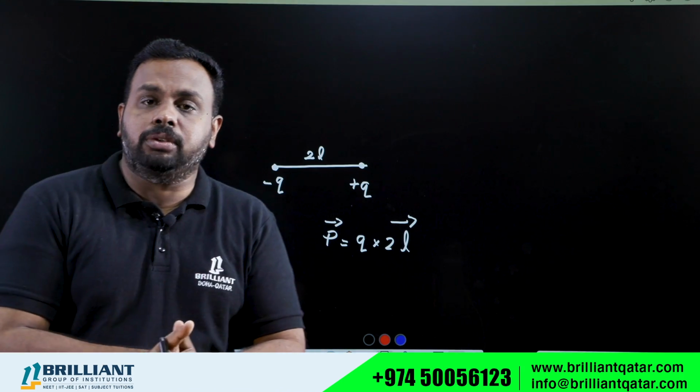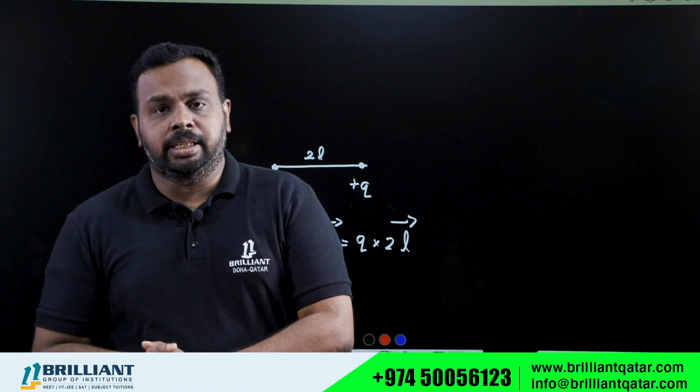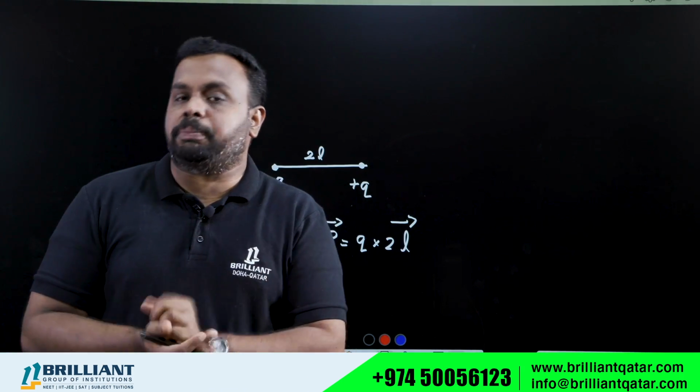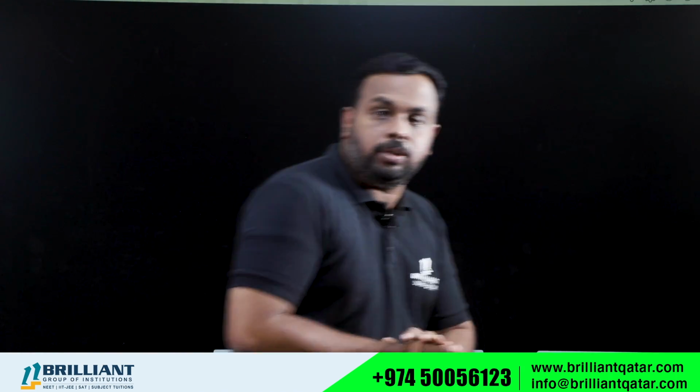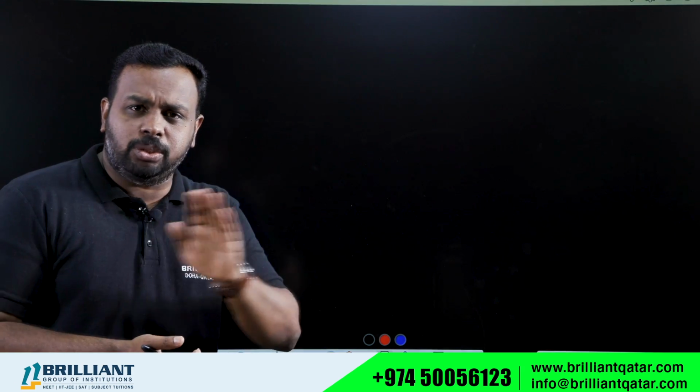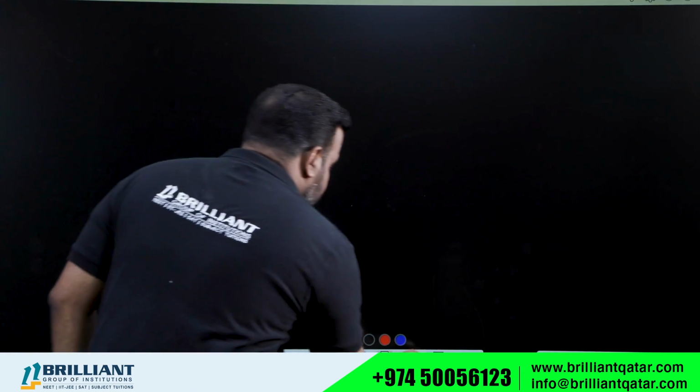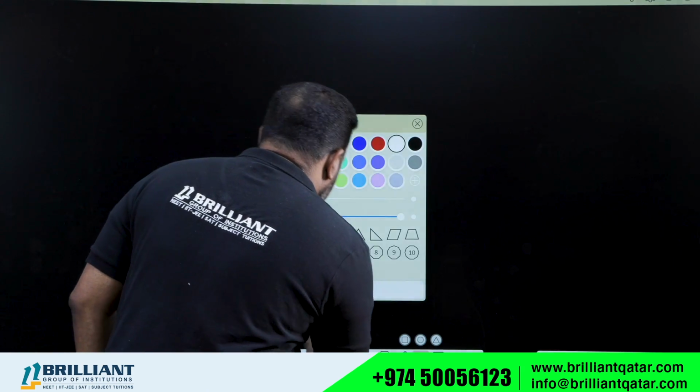And you know that a uniform electric field is represented by equidistant parallel lines. That's a way of representing a uniform electric field. So let us take such an electric field, a uniform electric field. Magnitude and direction is the same everywhere.